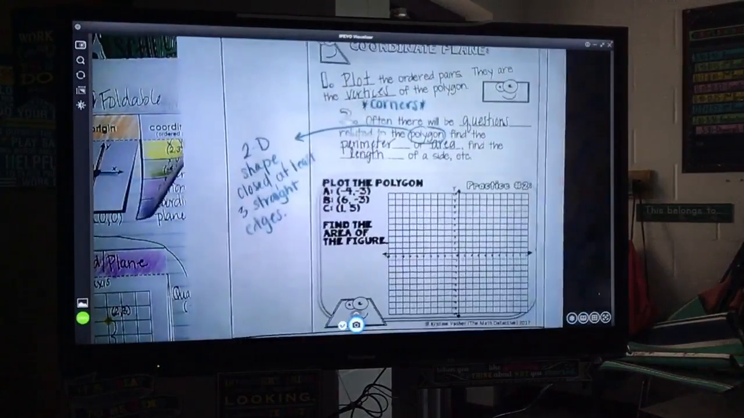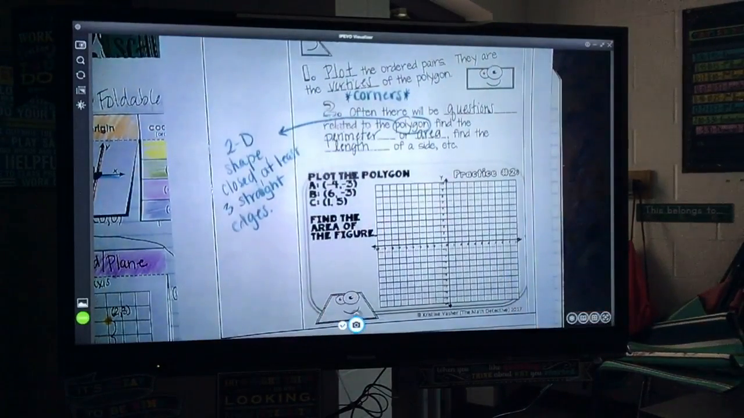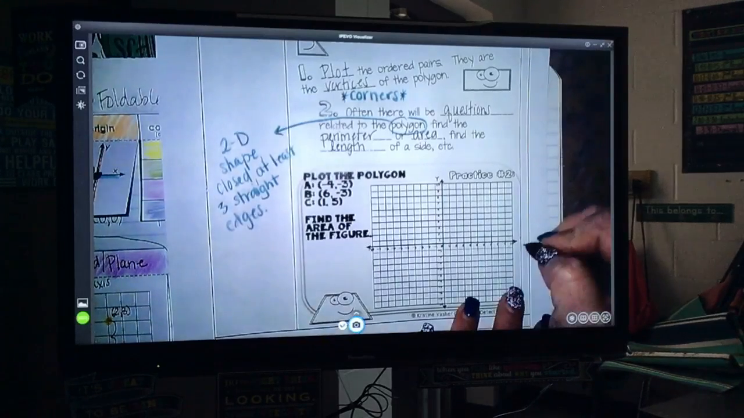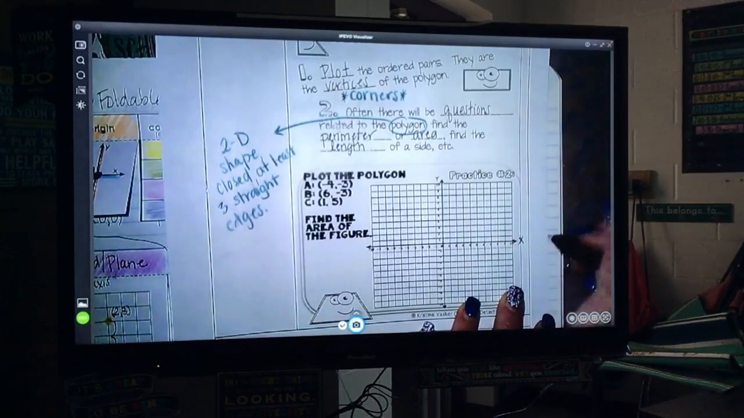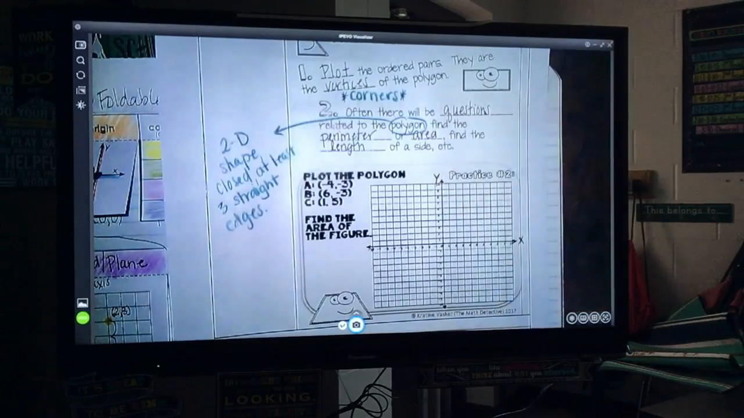Alright, so let's look at our practice problem real quick down here. It says plot the polygon. So the first thing I want you guys to do is label your X and your Y, just because that kind of got cut off a little bit. Remember, your X is your vertical, and then your Y is right here. Then I want you to plot your points with your pencil, but then go over it with a color, and I want them to all be the same color.